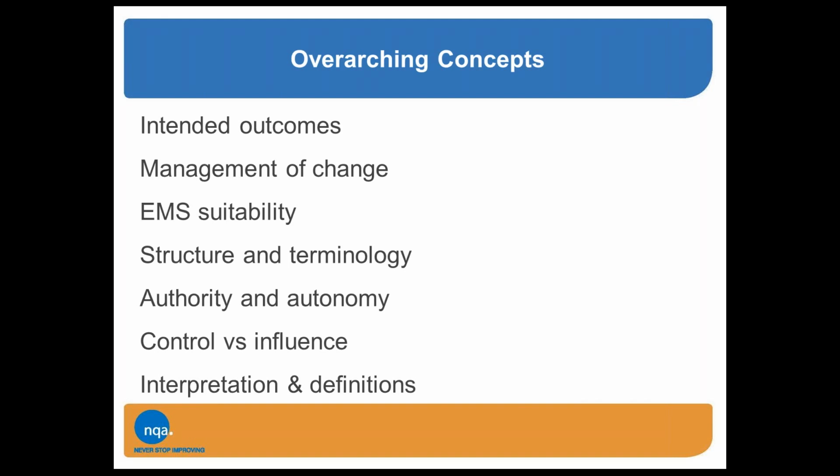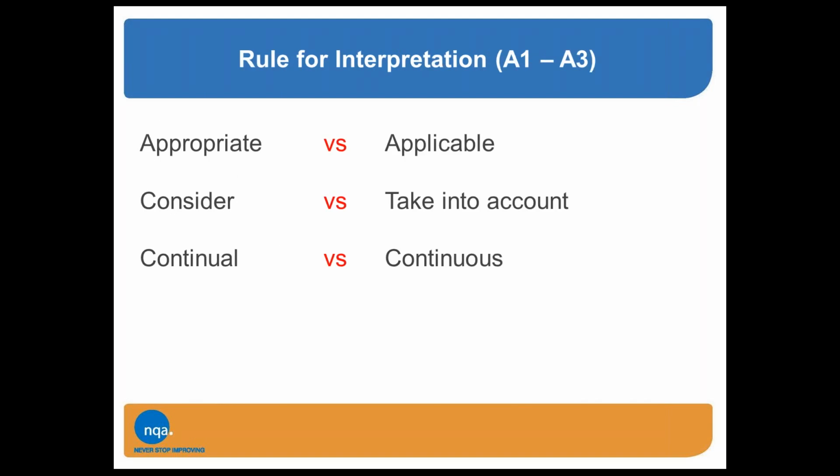And then very, very finally, interpretation and definitions. The standard itself defines over 30 different terms and concepts. Just to have a look at two or three of them, just to give you an idea of the types of things that are in there, although I would suggest that you read section A3 within the standard, because this clarifies some of the terms used and we need to understand these clarifications so that we avoid misinterpretation and ensure that we all have a common understanding, that both you as businesses and us as a certification body understand the rules for interpretation. So for instance, appropriate and applicable are not interchangeable.